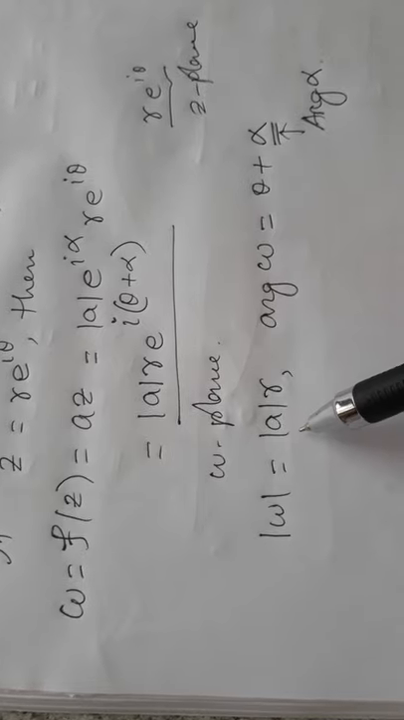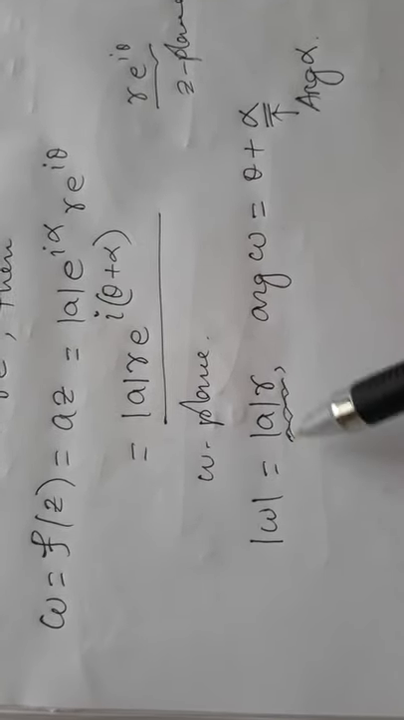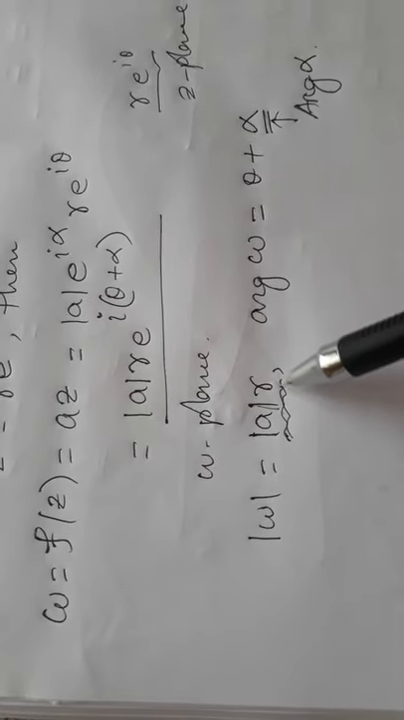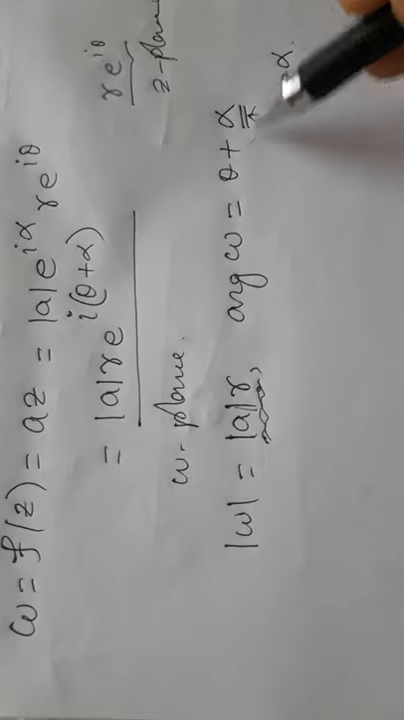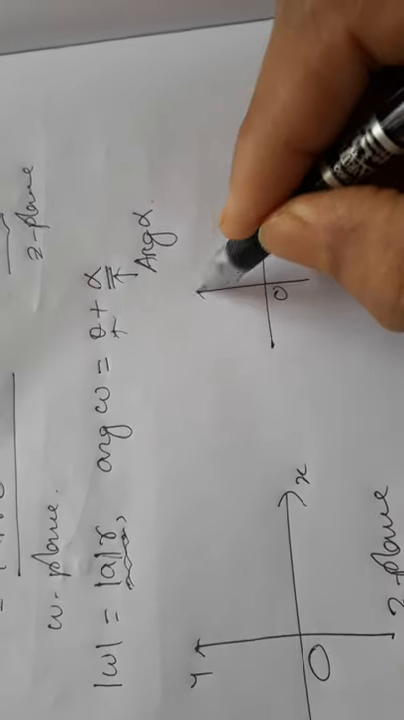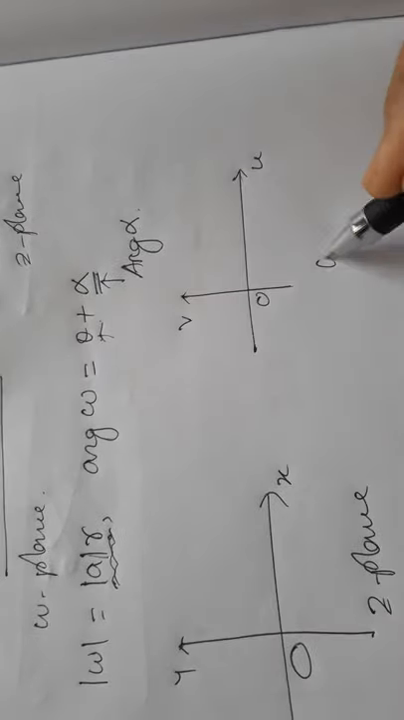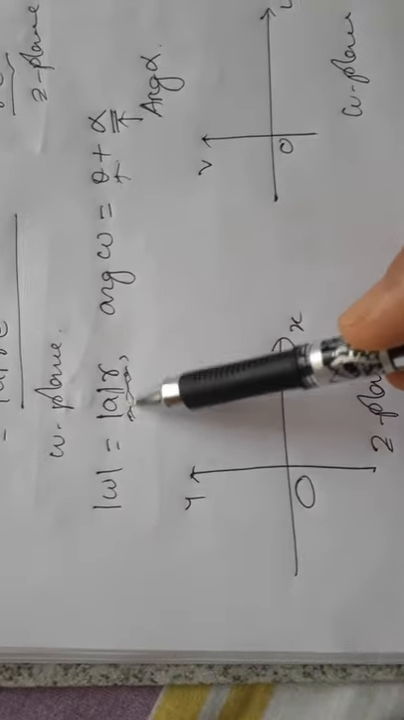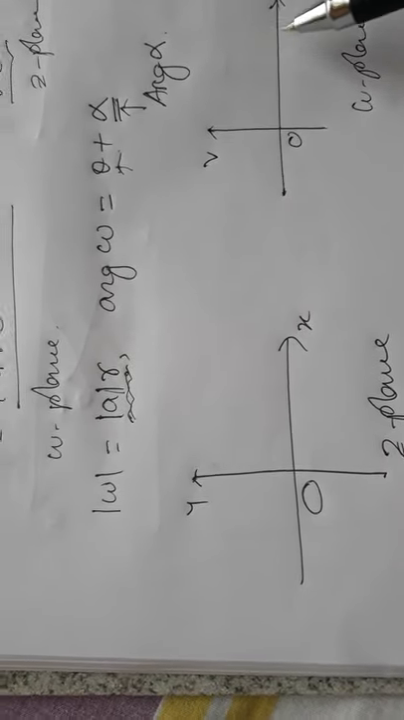For example. So you see that this transformation is nothing but an expansion in the modulus of z. This new expansion is by modulus of a times the original modulus. And it is also a rotation. The new w has the argument theta plus alpha, so it is a rotation from the original theta. Okay. So if it is in the z plane, this is 0, x, y, in polar coordinates, and this is u, v, the w plane. Everything will be expanded by modulus of a times in the w plane, and it will also be rotated.